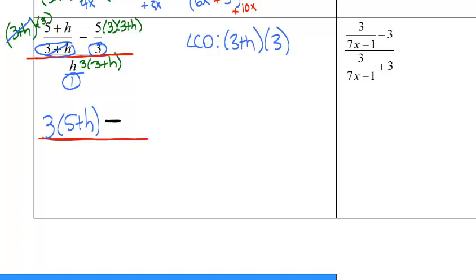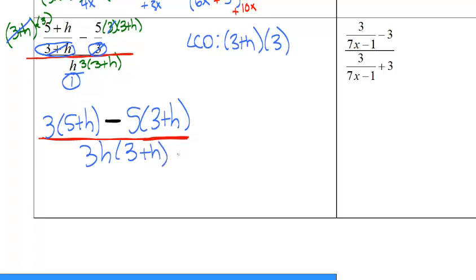Then there's a minus. On the second fraction, the 3 divides out, and I'm left with 5 times 3 plus h. Again, I'm not going to distribute those out until later because I don't want to forget that the negative is attached there. In the denominator, nothing divides out with 1, so that just gets me 3h times 3 plus h. So I still have some distributing to do to make this a little bit neater.